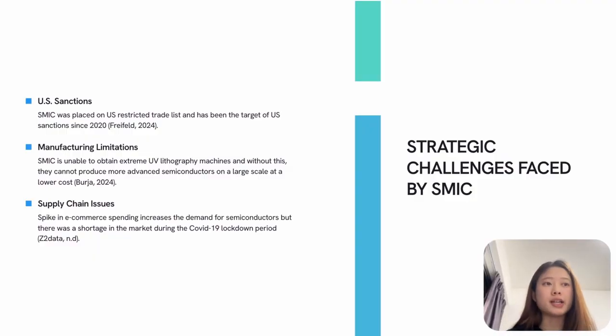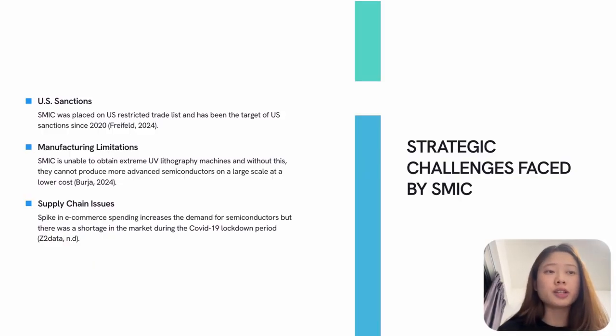Strategic challenges faced by SMIC, first of all, will be the US sanctions. SMIC was added to the US restricted trade list and has been the target of US sanctions since 2020 for alleged ties to the Chinese military-industrial complex. Since then, American businesses are required to apply for a license before they can sell to SMIC, restricting its ability to acquire certain US technology.